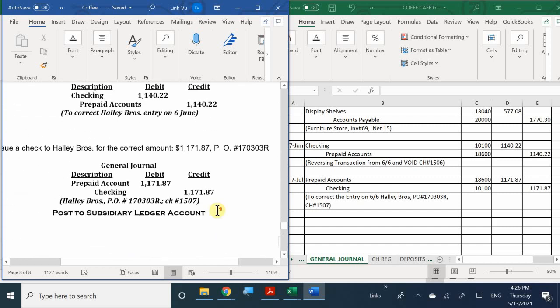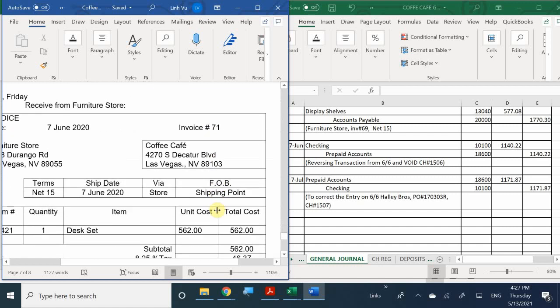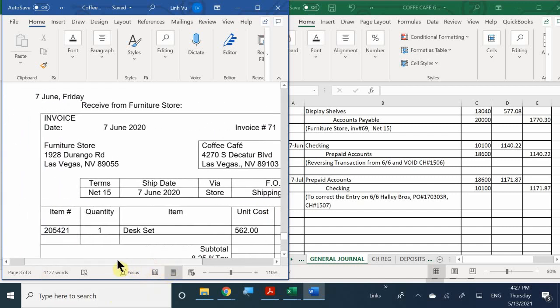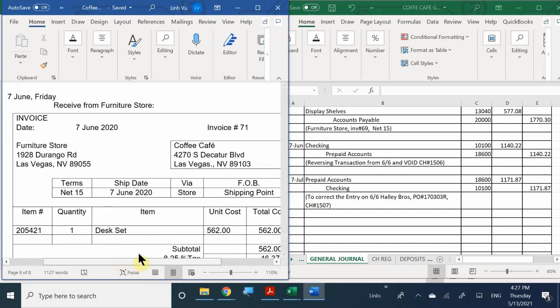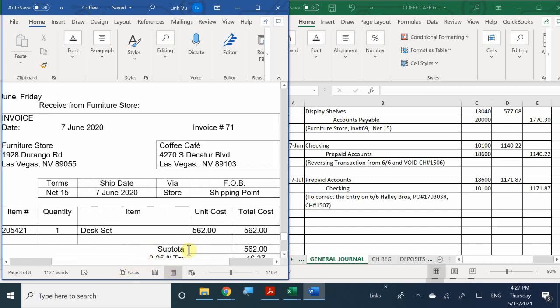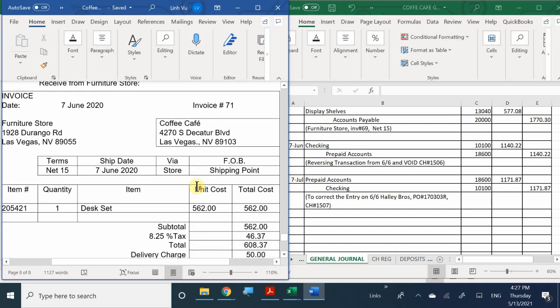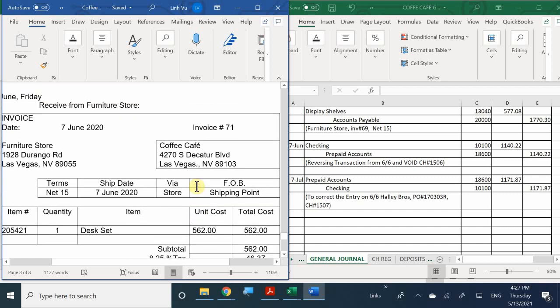All right. So let's see what happened next. On June 7th, what do we have here? We have an invoice. We have another invoice. We got billed. So let's see, where did this bill come from?